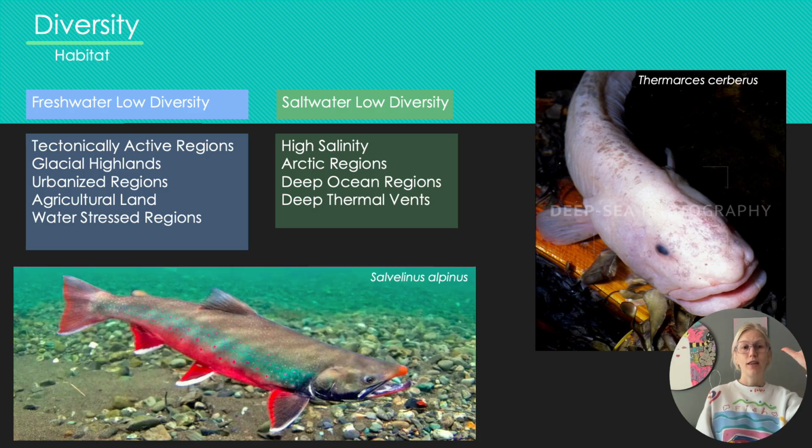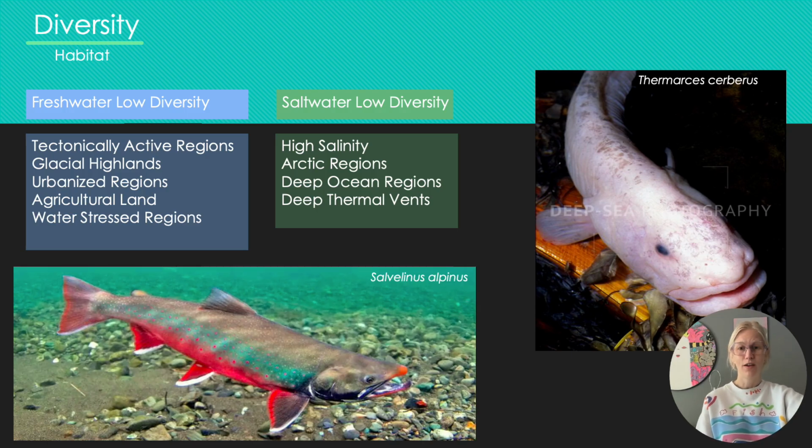In freshwater, we can think of really tectonically active regions that are going to cause land separation and body of water separation, reducing the ability for gene flow and dispersal. Glacial highlands, where this Atlantic char you see on the bottom is well adapted for cold water, but also water-stressed regions, which are unfortunately often a product of human impact through deforestation and urbanization.